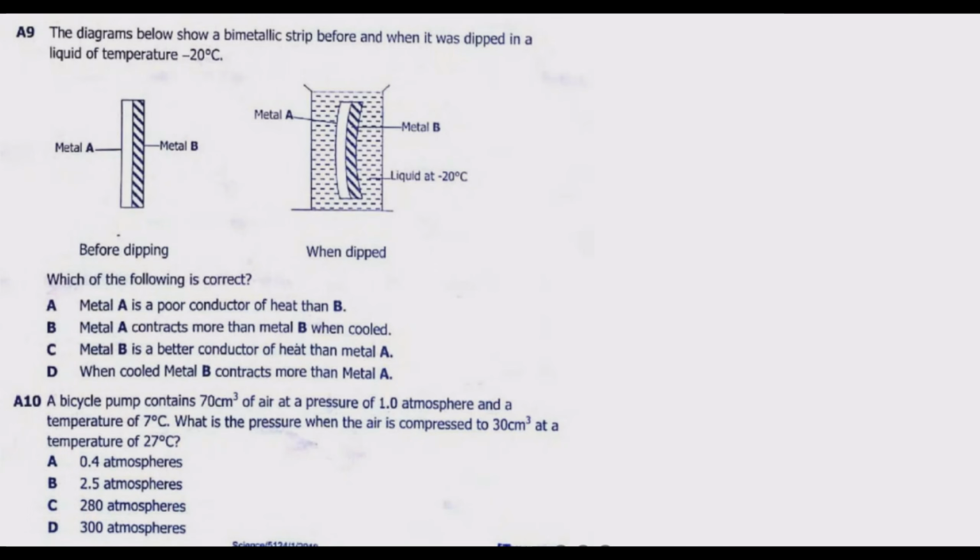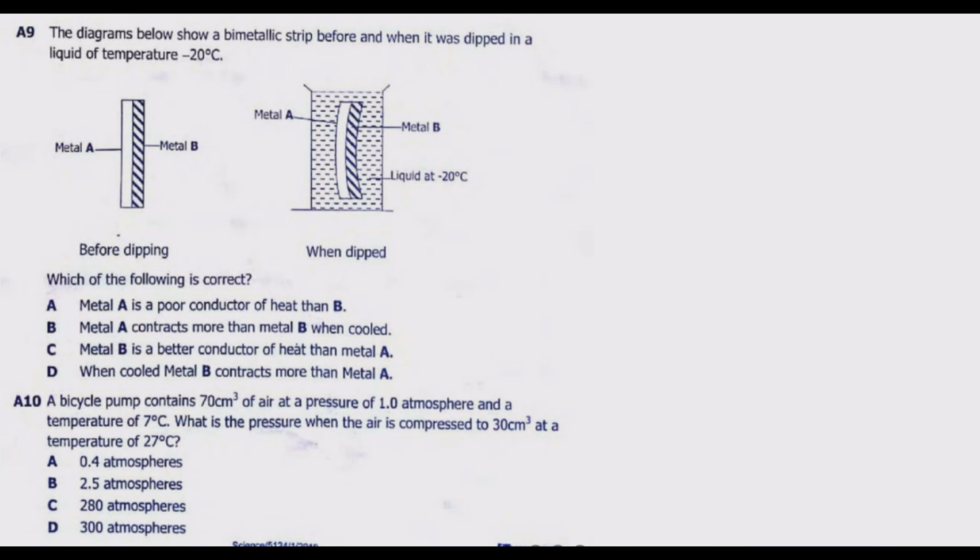The diagrams below show a bimetallic strip before and when it was dipped in a liquid of temperature -20 degrees Celsius. So we have before dipping and when dipped. Then the question, which of the following is correct? So option A, metal A is a poorer conductor of heat than B. So is this really true?